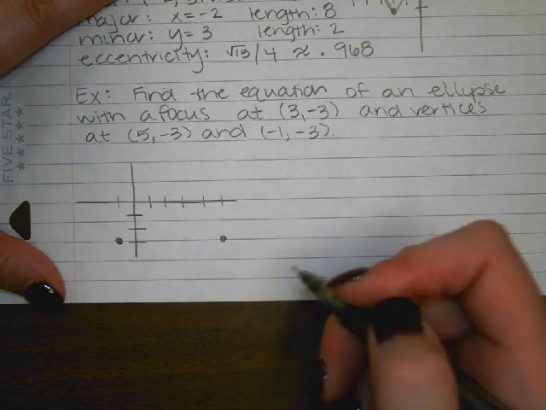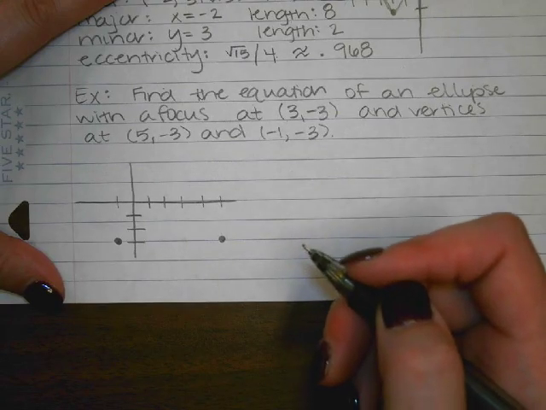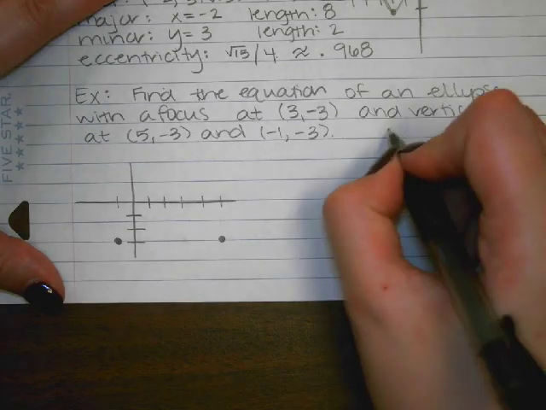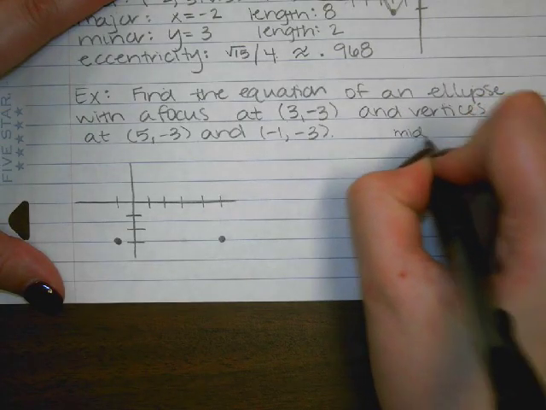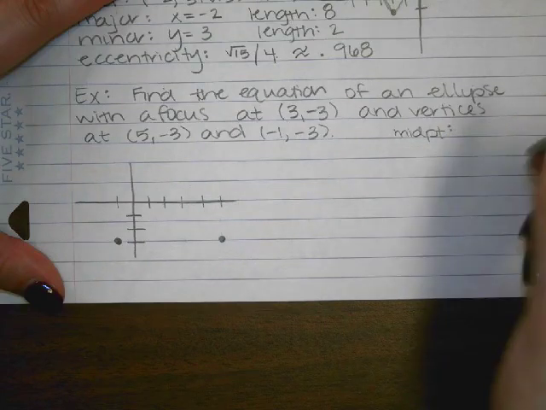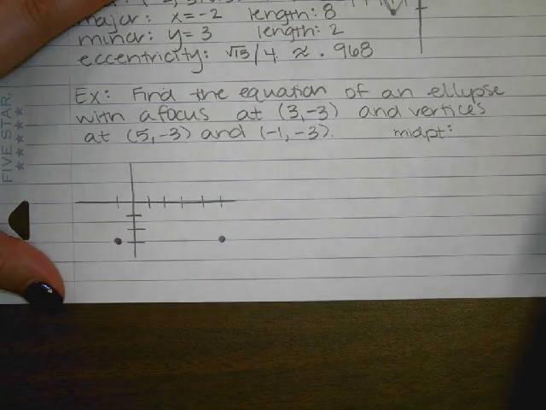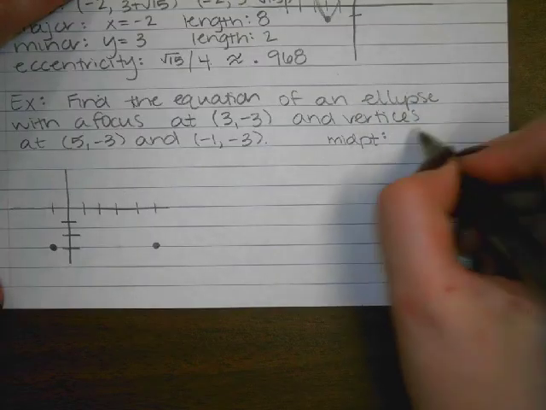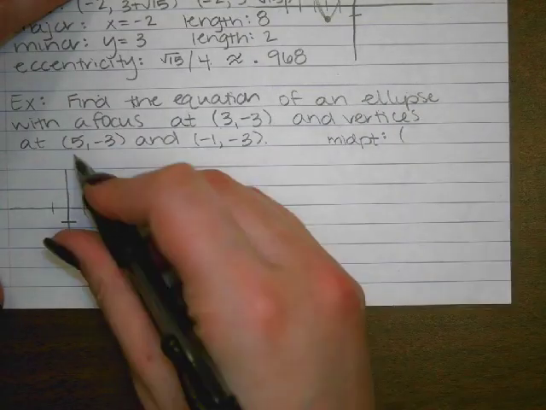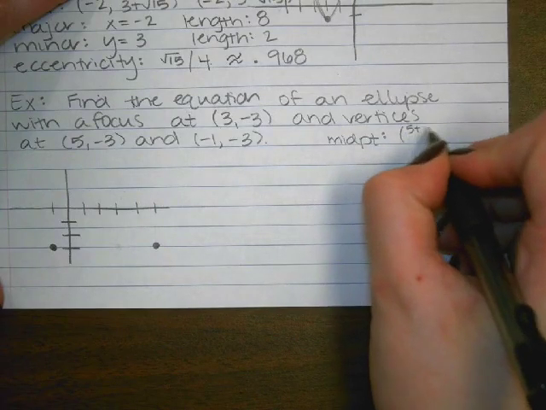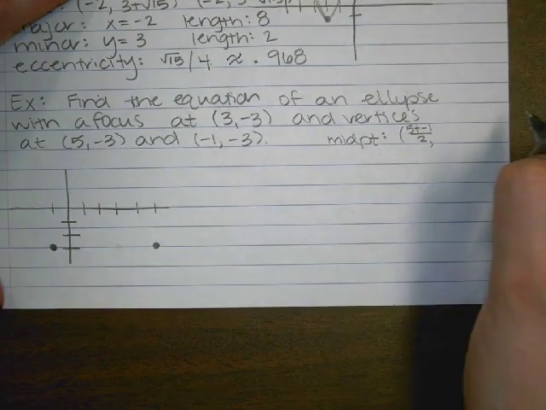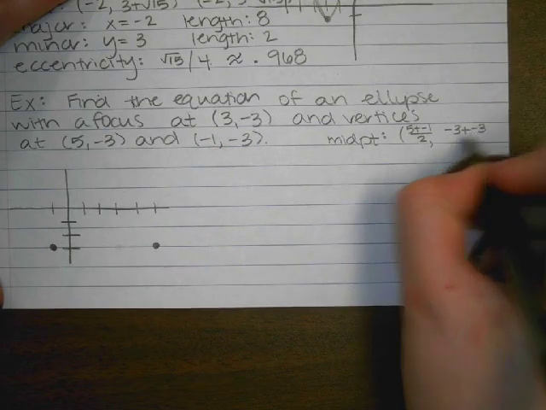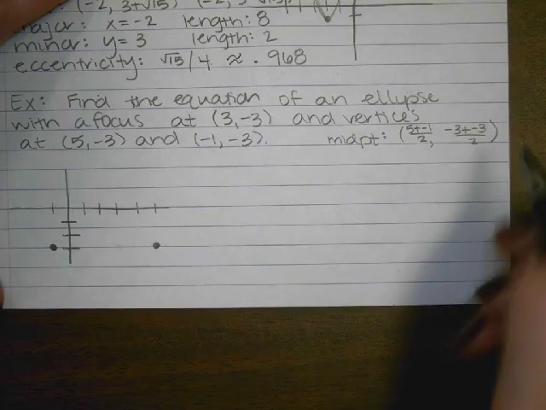To do that, we can use our midpoint formula. You might write this in your packet, you don't have to. The midpoint is beneficial because it would be the center of the vertices or the center of the co-vertices, and it would literally be the center of the ellipse. We take the x-coordinates and add them together, so 5 plus -1, and divide by 2, that's to find the middle. Take the y-coordinates, add them together, and divide by 2.